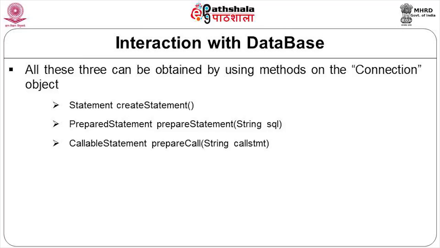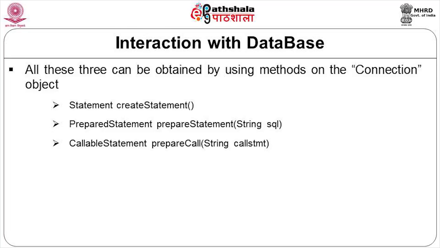So that's obtaining a prepared statement. How do we obtain a callable statement? The method in the connection interface is a method called prepareCall. The parameter is the call statement. The call statement should be specified as a string where we have starting and ending braces. Within the braces, it depends on whether you are calling a function or a stored procedure. What's the difference between a function and a procedure? A function has a return value, a procedure has no return value.